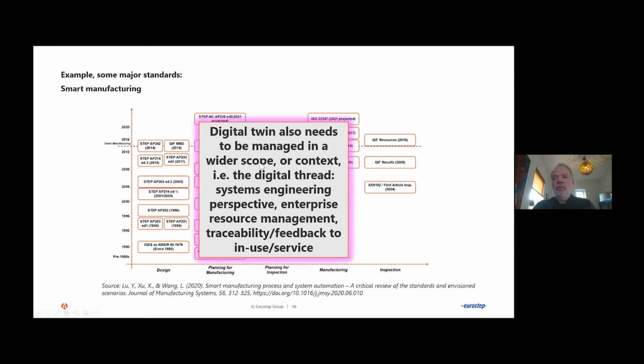But the digital twin is also something that we need to manage in a wider scope. We have an enterprise, we have enterprise resource management. We need to have the parts that have been designed and manufactured, the actual parts. We need to have a trace between the parts that have been delivered and that is in use, so to say, as well. So there is also a need to have a digital twin in the context of something which can be called the digital thread by some, which means that this also puts it into perspective. And there are standards for that as well, which I will go into next here.